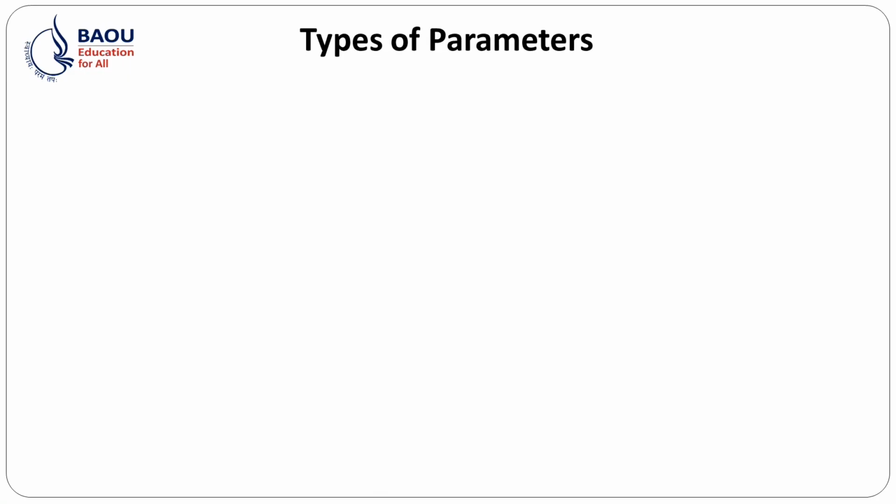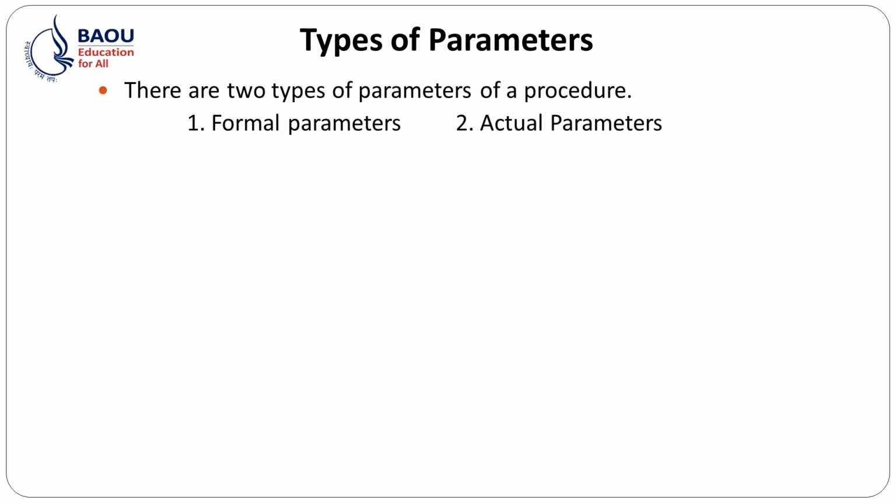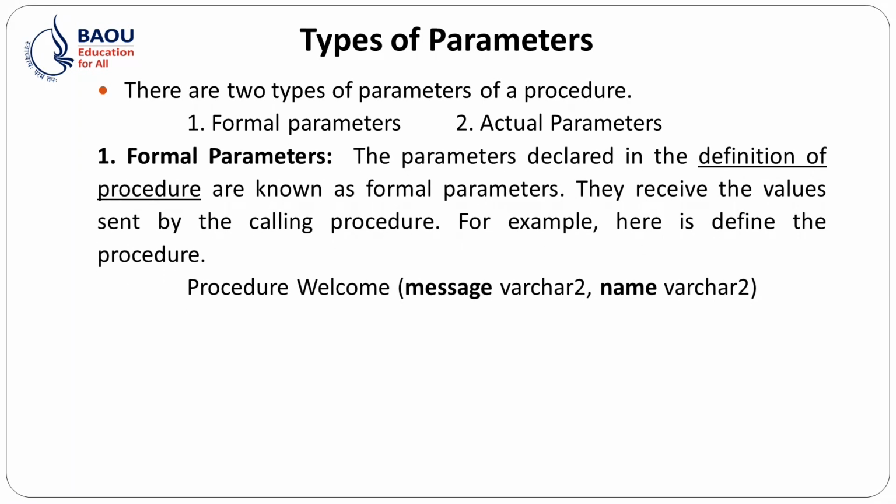Now the next one is the types of parameters. There are two types of parameters of the procedure. First is the formal parameter and second one is the actual parameter. Now, what do you mean by formal parameter? The formal parameter is declared in the definition of the procedure. Formal parameter means it is defined in the declaration statement of a procedure. When we define the procedure, then formal parameters are used.